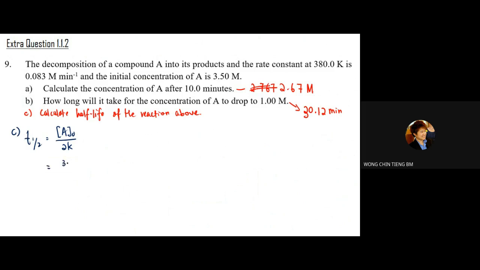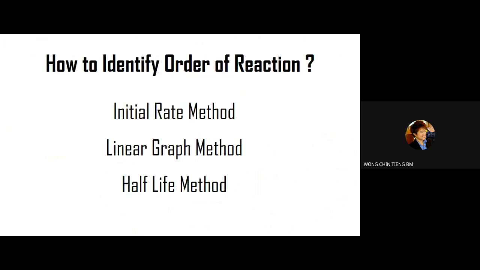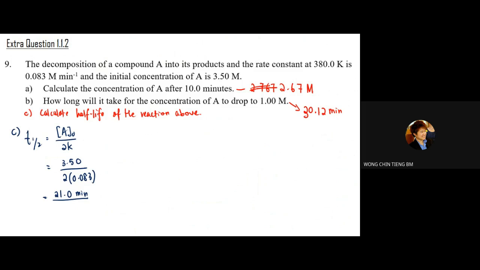I have the initial 3.5 already. The k is given as 0.083. So the half-life you calculated? 21 minutes. Do the others agree? Okay, everyone agrees. Perfect. So from here, we go to the second and third half-life.